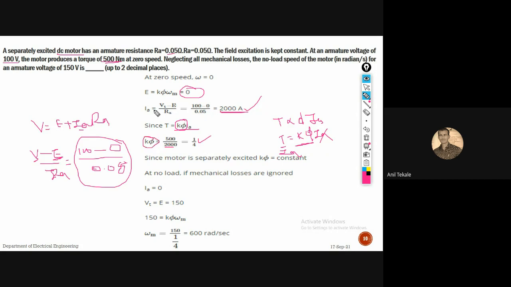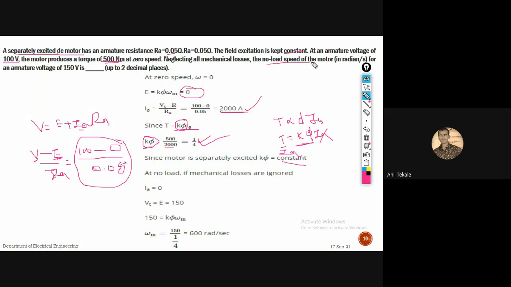Now, as they had told us it is a separately excited motor and also told that field excitation is constant, it means that K phi will be constant. That K phi, 1 by 4, will be a constant value. That is not going to change.